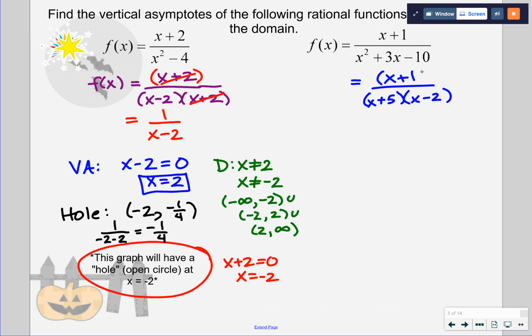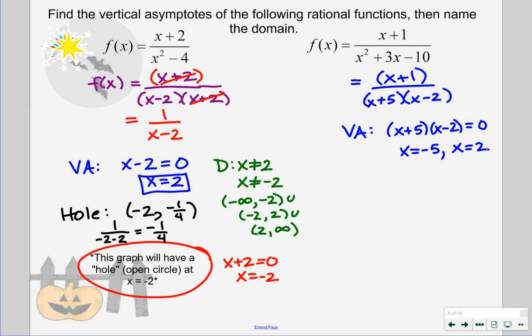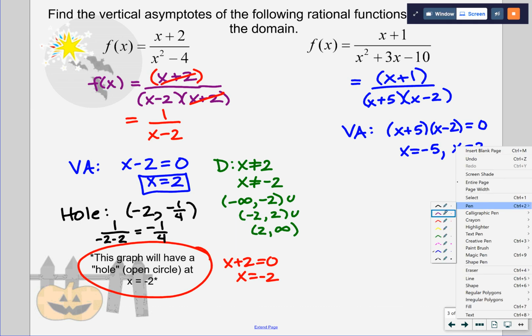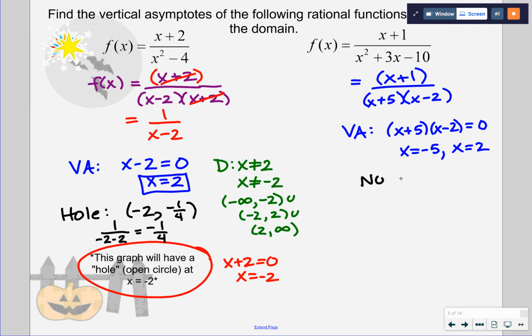No. Nothing is a common factor. All three are different, so that's as far as we can go with it. Vertical asymptotes. Set your denominator equal to 0. And if I solve each of those, I'm going to get x equals -5 and x equals 2. So there's 2 vertical asymptotes on this graph. As far as a hole goes, nothing canceled. So there's no hole.